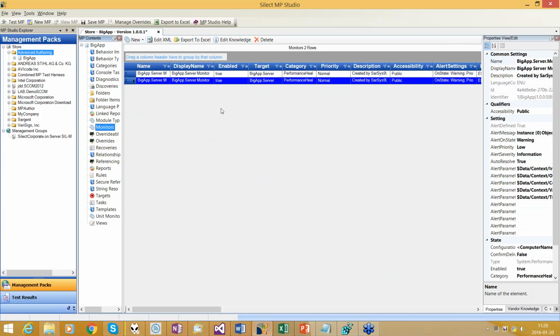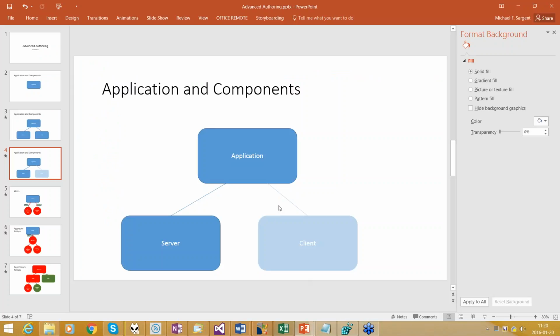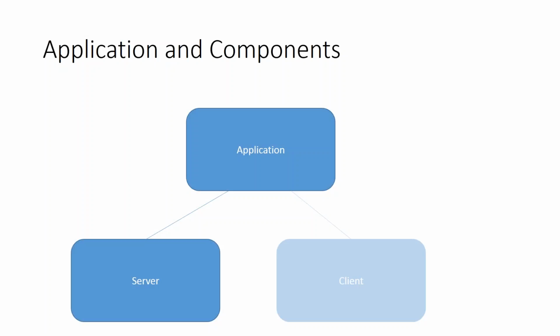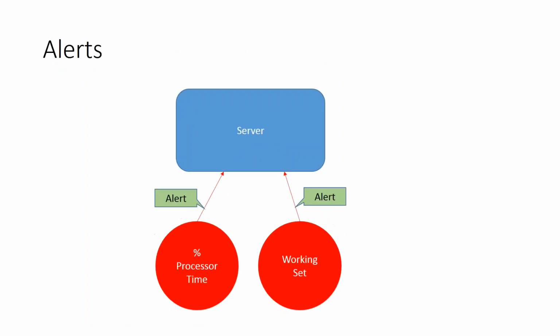At this point, we have two monitors defined, both of which will generate alerts, which corresponds to this diagram. Our server has 2 monitors which both can generate alerts. In the real world, you often don't want to generate alerts per monitor because you end up with a lot of alert clutter. So what I'm going to do now is show you how to reduce the number of alerts by creating an aggregate monitor.